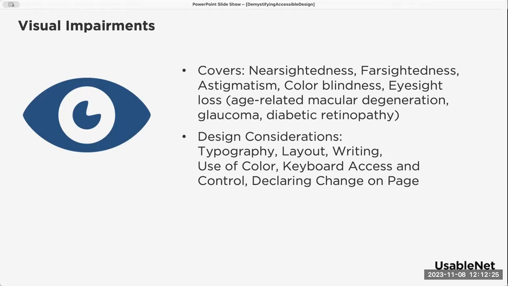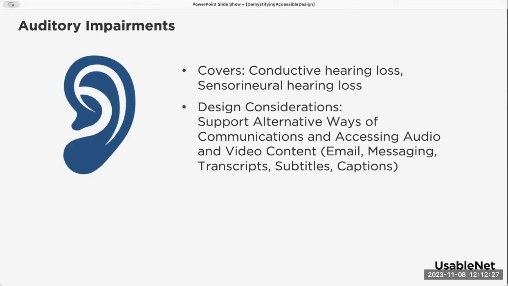Then we have auditory impairment. And when it comes to auditory impairment, we essentially distinguish between conductive hearing loss, which is caused by a blockage or abnormality in the ear that prevents the sound from getting into the inner part of the ear, and sensory neural hearing loss, which is instead caused by damage to the nerves of the ear, distorting sound and making speech harder to understand.